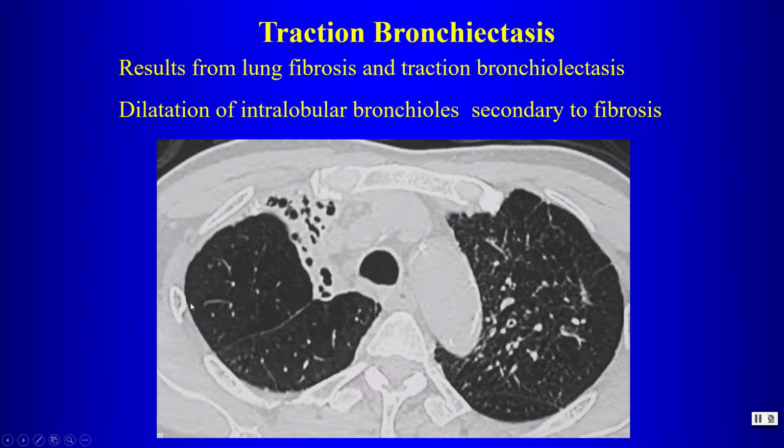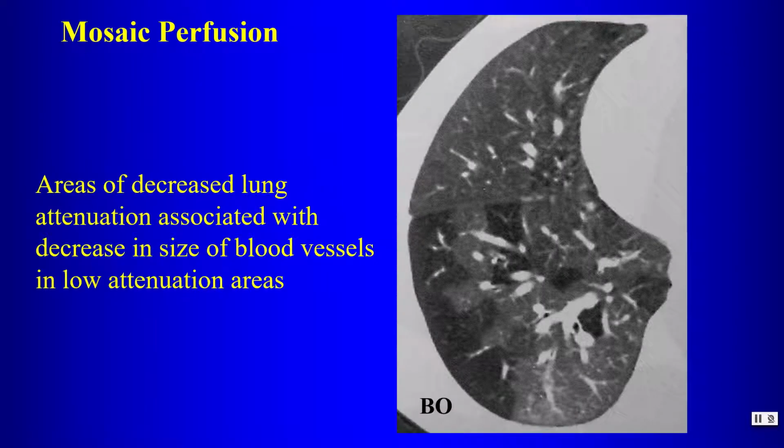This patient with tuberculosis has some chronic right upper lobe atelectasis, and you can see these areas of traction bronchiectasis within the area of right upper lobe scarring. Another thing that can give you lucency within the lung, mosaic perfusion. This is when we have areas of decreased attenuation, but we also have a decrease in the size of the blood vessels within these areas. So that is mosaic perfusion. In this case, it's caused by airway disease, bronchiolitis obliterans.